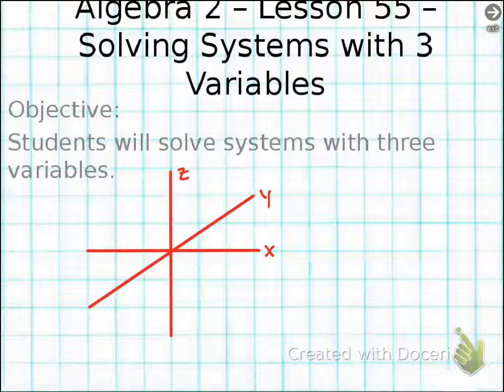So today we're looking at systems with 3 variables. We're going to solve them. And it's, again, the big picture is where do the lines cross, okay? And it's a lot of process, but you'll get it. We're going to spend a few days on this, so. Okay? Here we go, back.